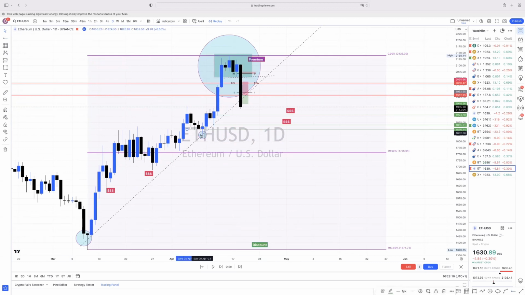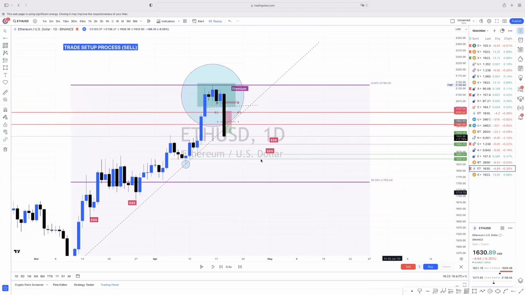I'll come back to this liquidity later because I know that price is likely to want to do some level of retracement before coming back to this area. And the next thing I want to do is to extend this, and then I'll bring this back to where I want to take my profit.